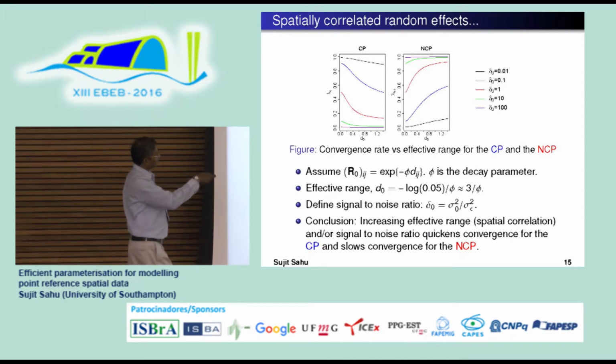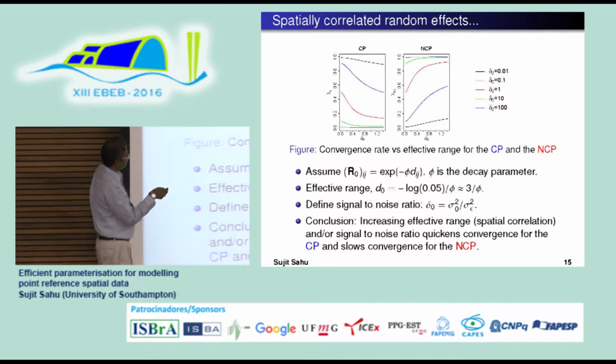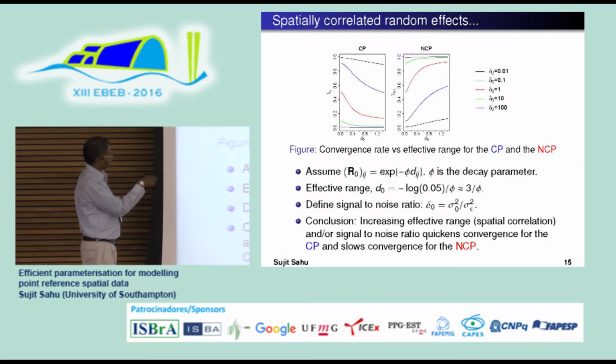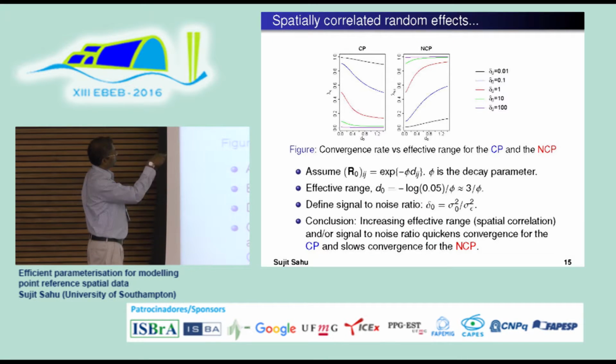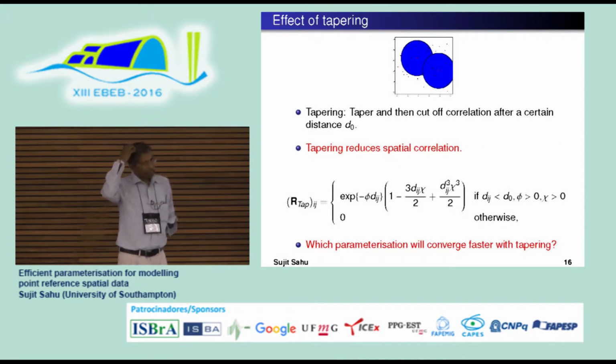And so this is D naught, the effective range. As you increase the effective range, rates going down, that's for CP. As you increase the effective range, rates going up, that's for NCP. Okay, so this is tapering. That's my cartoon. What tapering is, I would say a few words.